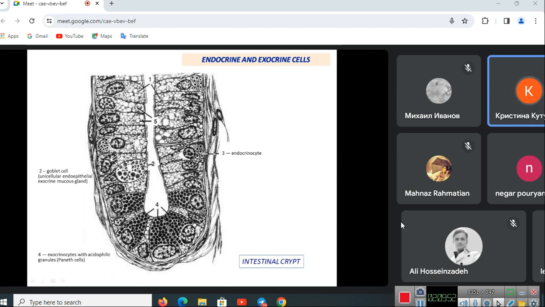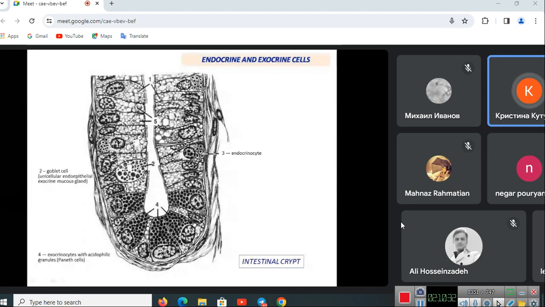So, goblet cell is a unicellular endoepithelial exocrine mucus producing gland. It is exocrine because it releases substances into the lumen of the intestine. And also, we can find here another type of exocrine cells, which are called Paneth cells. They also release antibacterial proteins, and they are seen here inside the vesicles.